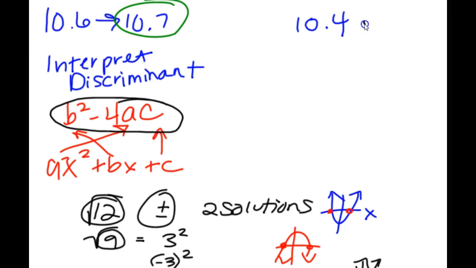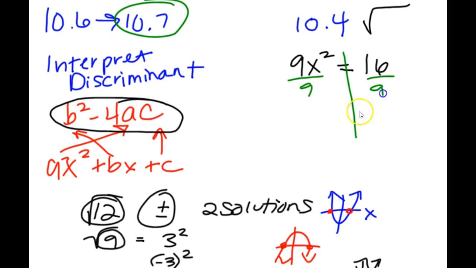10.4 was solving using our square roots. So if we had an equation that looked like this, 9x squared equal to 16, we would solve this by dividing by 9, and we'd get x squared equal to 16 over 9. Now I know that's not going to be a nice number, but I know these are both perfect squares, so I'm going to leave it as a fraction.